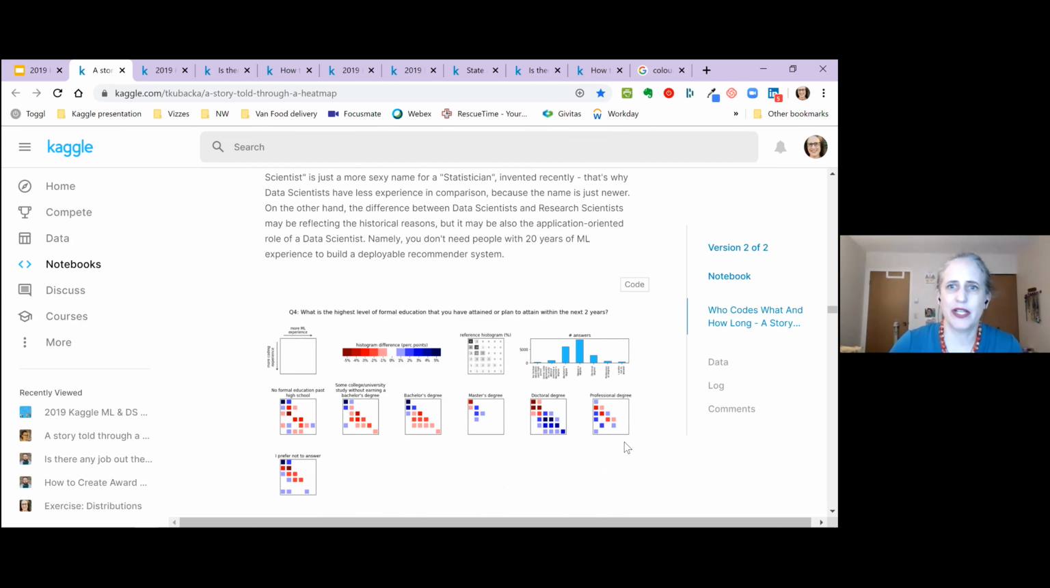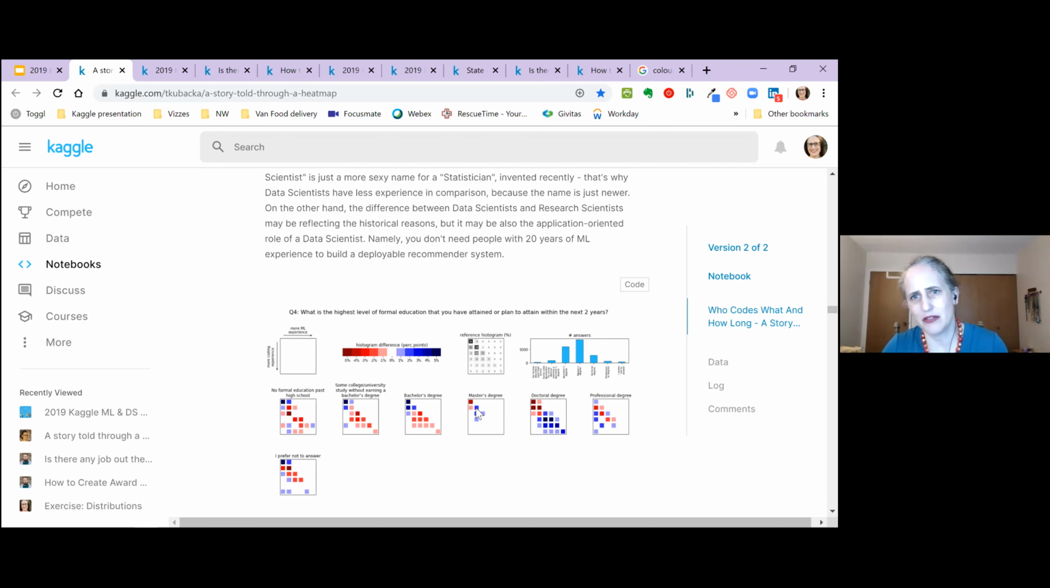Highest level of formal education, again, with the heat map. So people with PhDs have more experience in machine learning and in coding. People with bachelor's degrees tend to have few years of experience. And people who don't want to answer are all over the place.